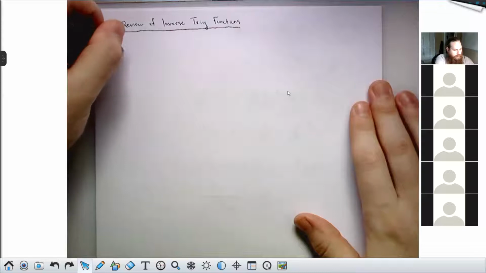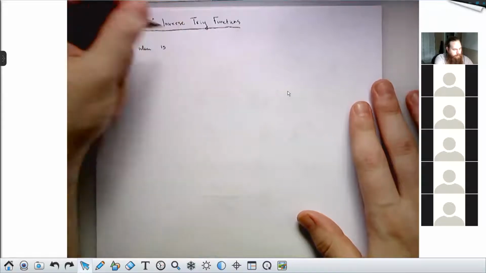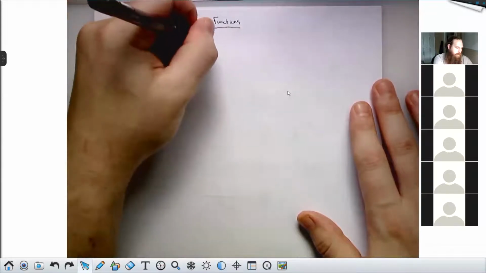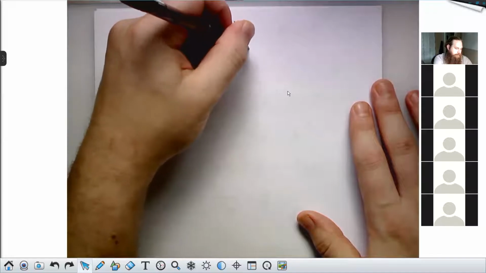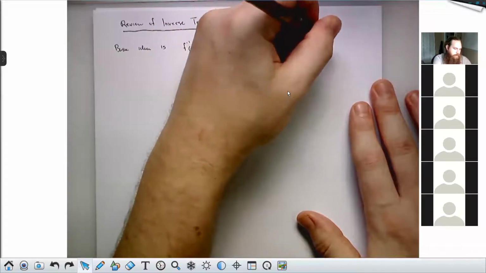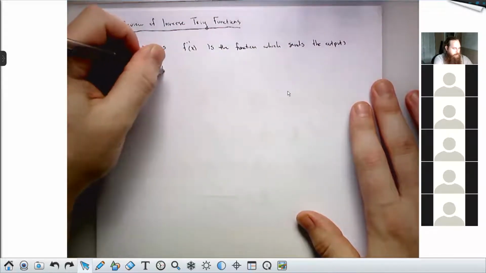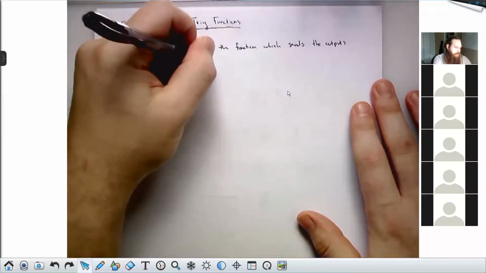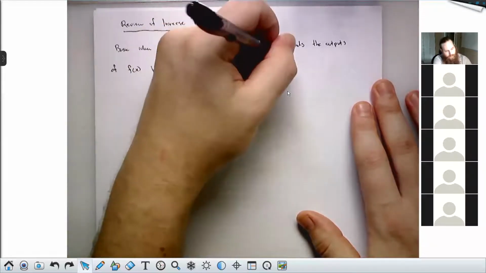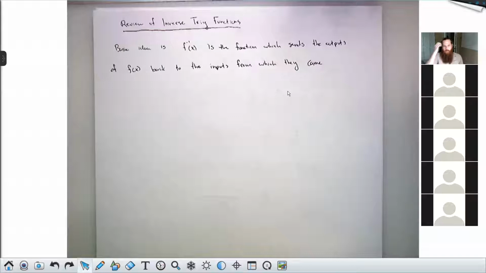So the basic idea is that if you start with a function f of x, then the inverse function is the function which sends the outputs of f of x back to the inputs from which they came. So this isn't unique to trig functions. This is just the concept of an inverse function.